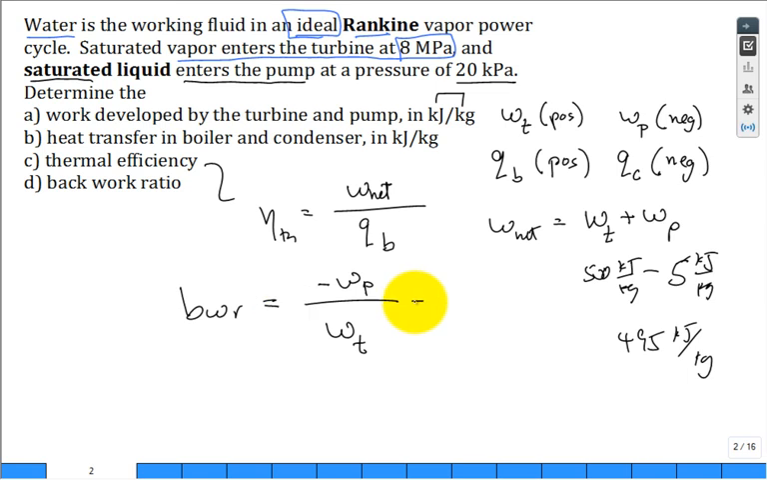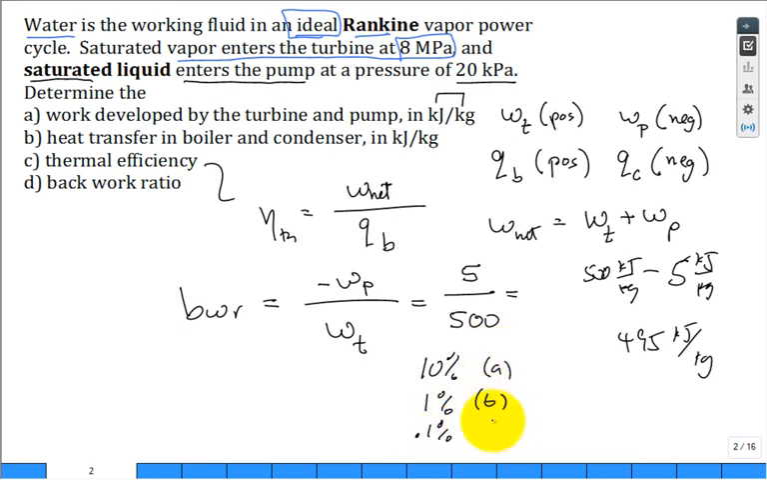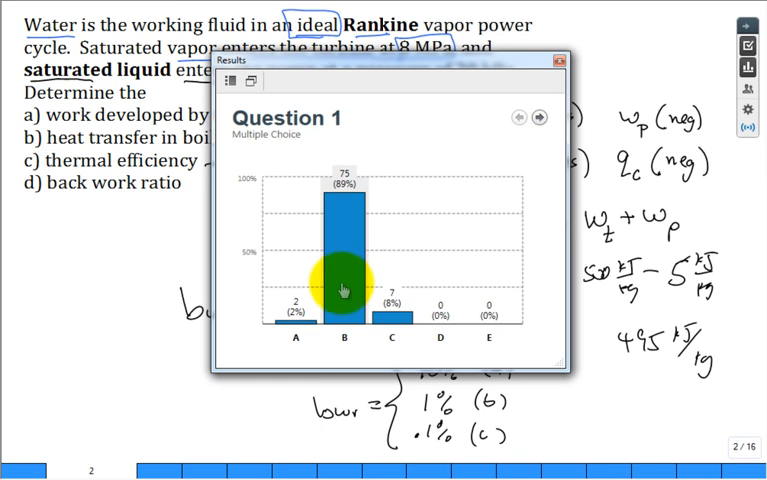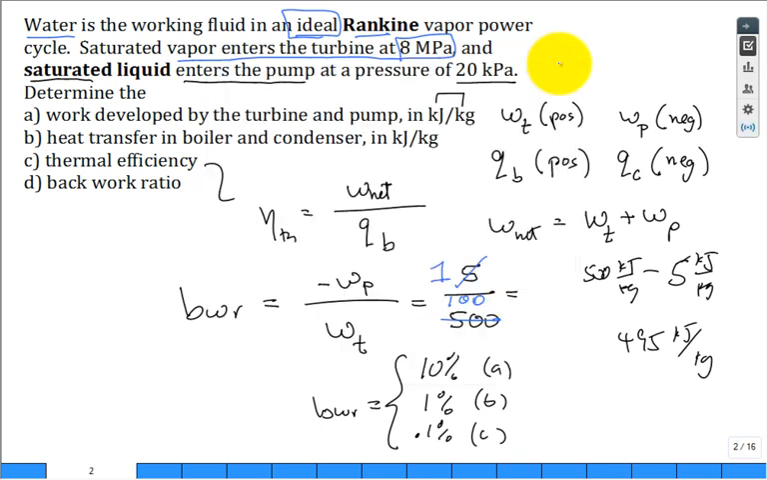If you just run with these numbers that I just put, that's 500, and then you had the 5 go back, right? Okay, so what percent is this? Here's a clicker question. Is this 10%, 1%, 0.1%? Answer A, B, or C. For these numbers, what is the back work ratio? Not quite 100%. All right, so there you go.